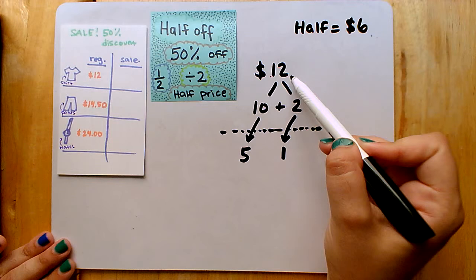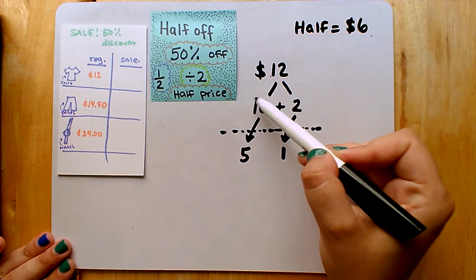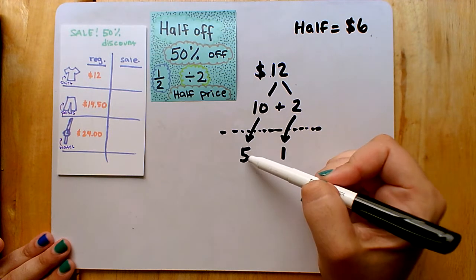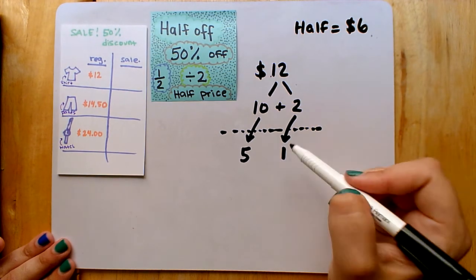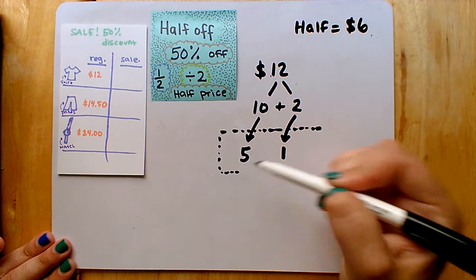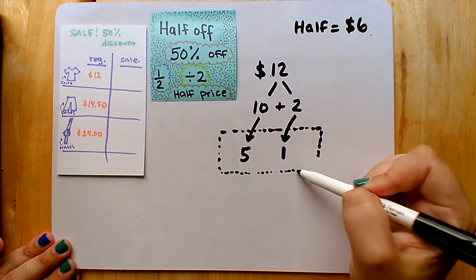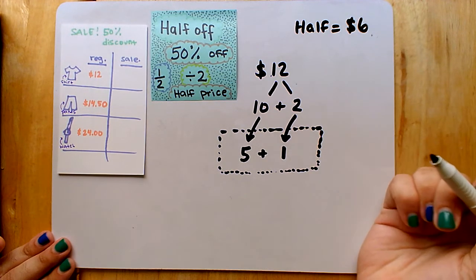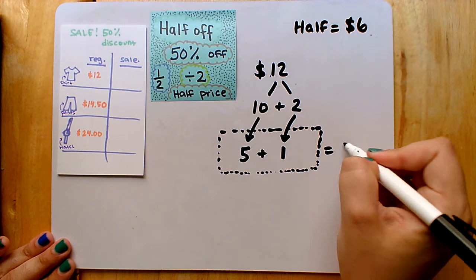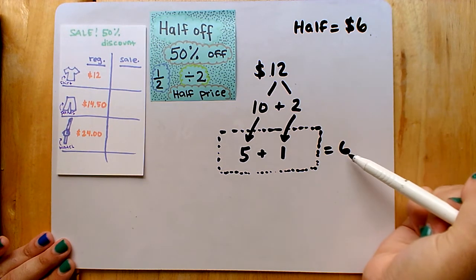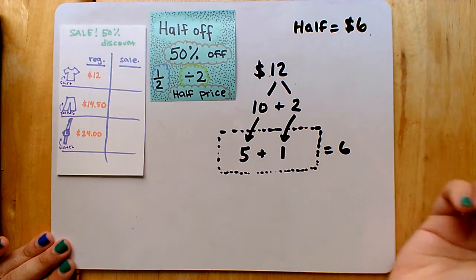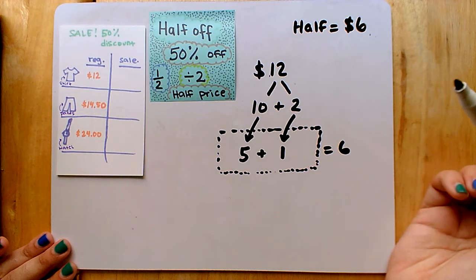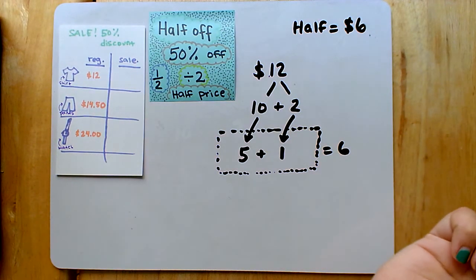I've taken my 12 and I treated it like 10 and 2. Still 12. Then I took each part and I broke it in half. Half of 10 was 5. Half of 2 was 1. Anything under this dotted line inside this box is all the parts that will come together to make half of 12. In this case, we have 5 and we have 1. Well, that's just 6. 6 is half of 12. And we found it by breaking up 12 into parts that were a little bit easier for us to find half of. Okay, let me write this answer in.